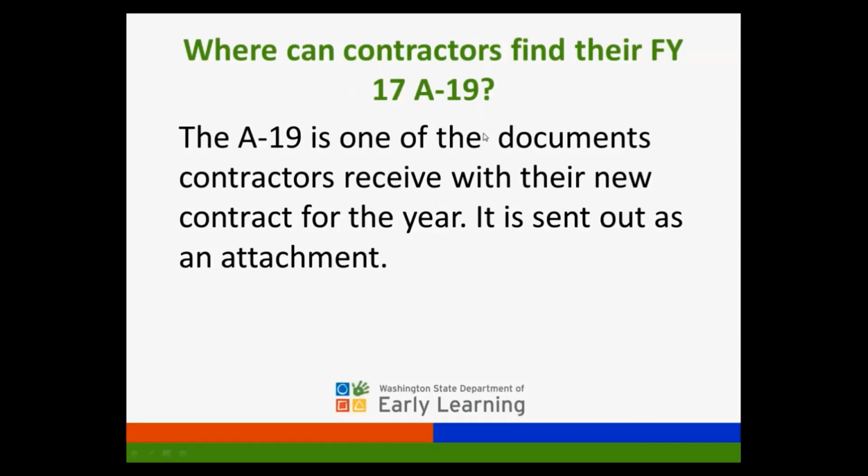And where can contractors find the 2017 A19? The A19 is one of the documents that contractors receive with their contract for the year, and it is sent as an attachment with your contract package.